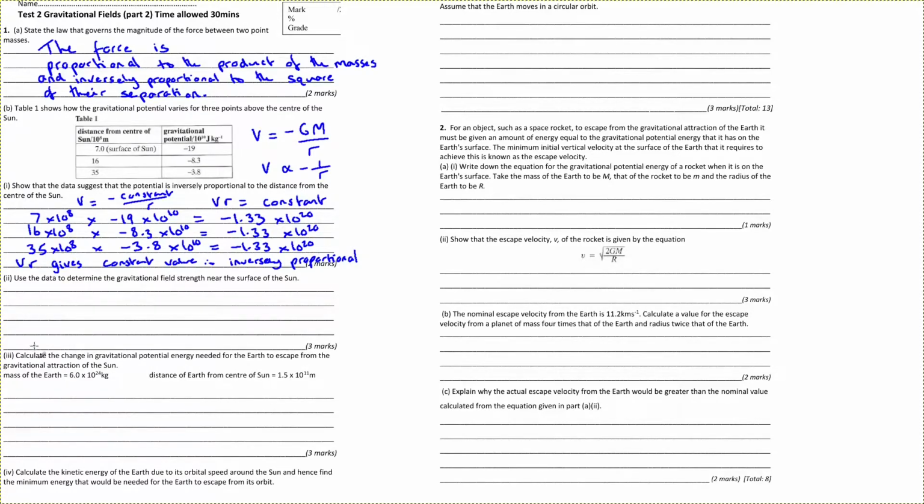Use the data to determine the gravitational field strength near the surface of the Sun. So it really wants us to use the data that we've got here. Part 2 follows on really then from part 1. We've worked out this constant here. What is that constant going to be equal to? Well, look here, gravitational potential equals minus GM over r. So V times r is a constant. What is that constant given by? Well, it's given by GM. So we've really worked out here the mass of the Sun multiplied by big G, the gravitational constant.